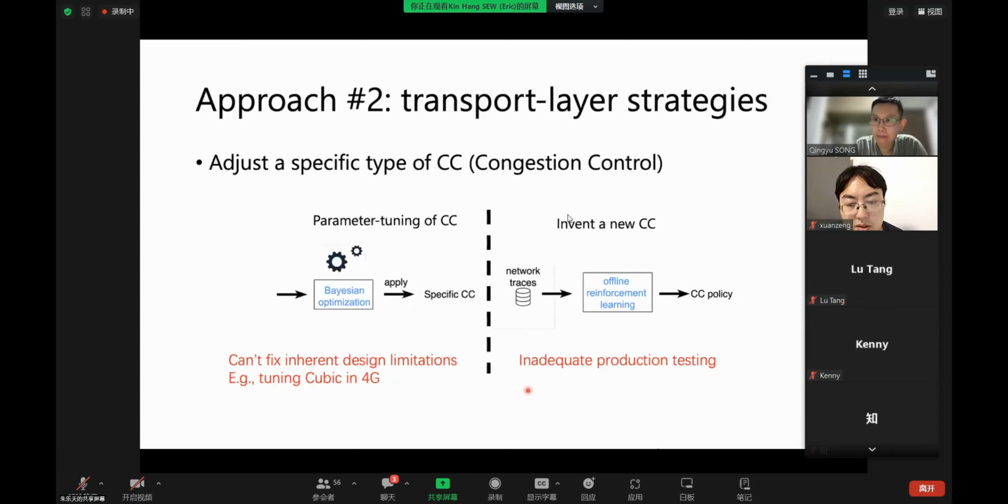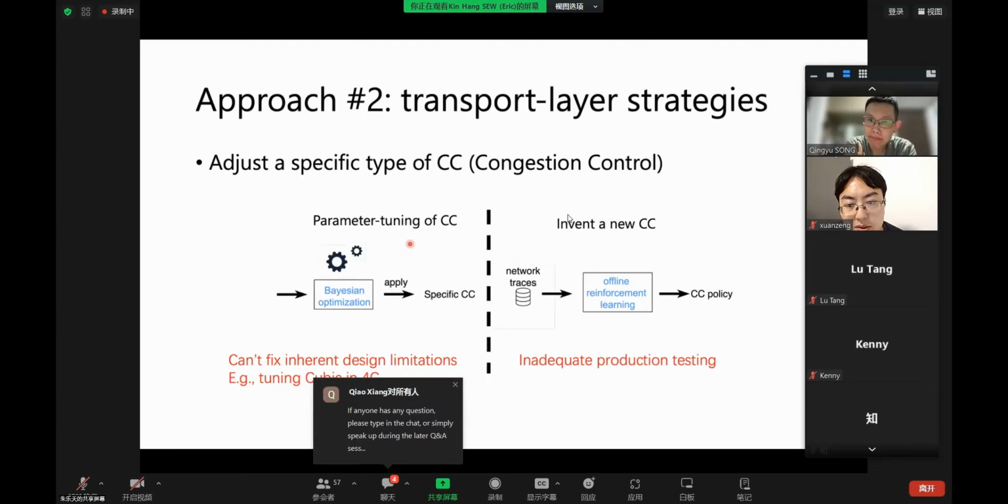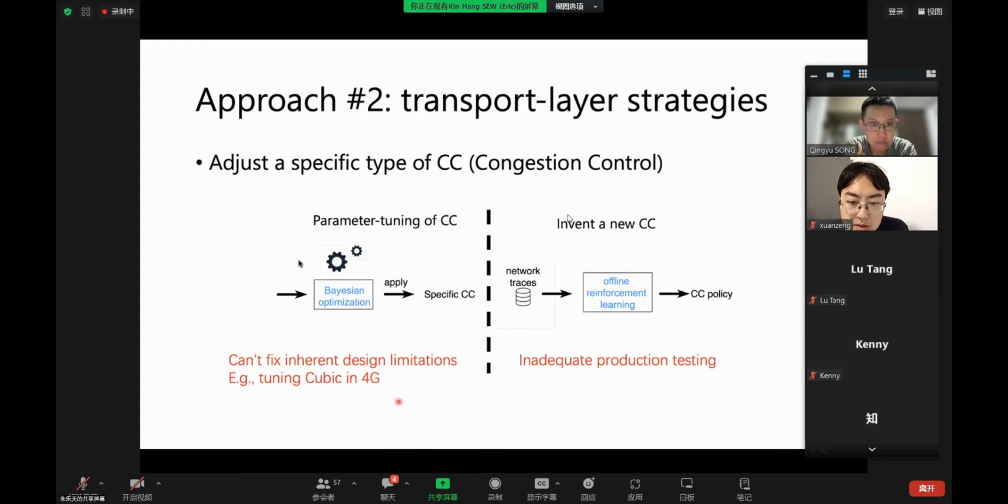The second type of approach is transport layer strategies. In this case, we adjust a specific type of CC, congestion control here. For example, we can perform parameter tuning of existing CCs, such as using Bayesian optimization. However, in this case, we can't fix inherent design limitations. For example, from the experience of tuning cubic in 4G, more bandwidth is needed to achieve a similar QoE.